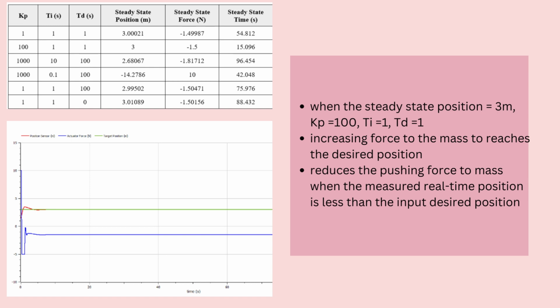Now we can conclude that the controller needs to increase the pull force on the mass until it reaches the desired position. However, when the measured position is greater than the input desired position, the controller needs to reduce the pushing force on the mass.